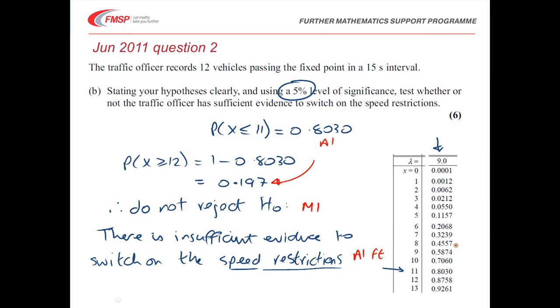Now, this is dependent usually on your hypotheses being correct. So if you haven't got your hypotheses correct, or they're the wrong way round, you generally don't get these last 2 marks either. So that emphasizes how important it is that your hypotheses are the correct way round at the start.